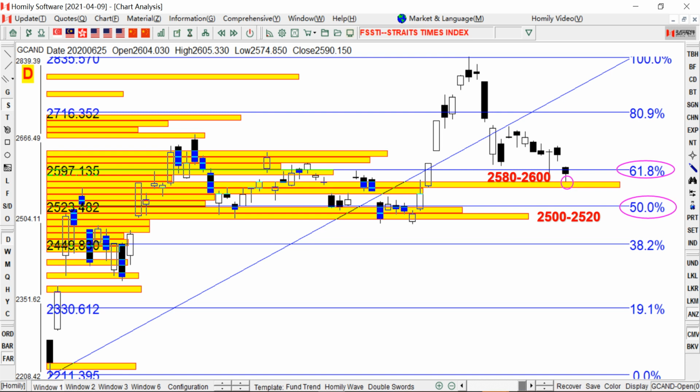This level will be a very strong support according to the volume accumulation, so around 2,580. Then according to the Fibonacci retracement, we can also see two very important levels for us. Number one is 2,580 to 2,600, and another one is 2,500 to 2,520. If you are a short-term trader, you can monitor these two levels to do the bottom catch.